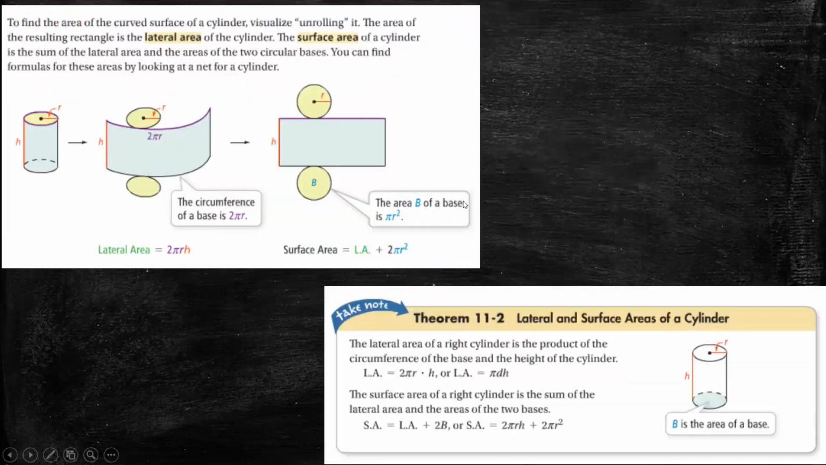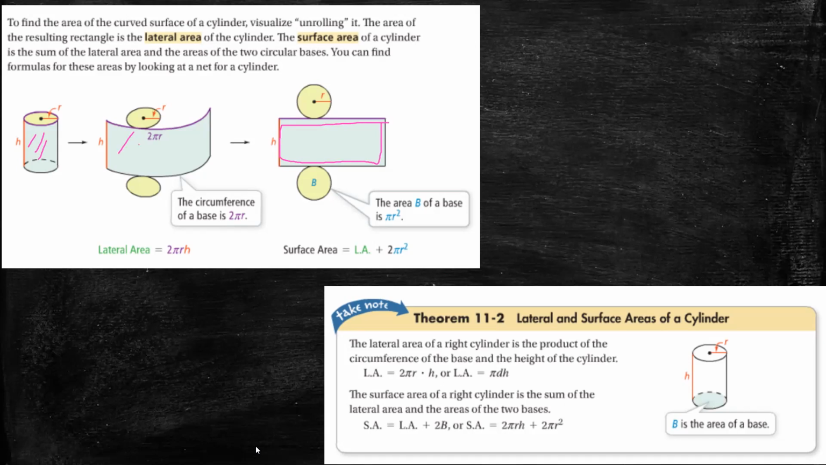Now, to find the area of the curved surface of a cylinder, imagine that you have a cylinder and you unroll it, as you see here. If you unroll this side, if you open it, it comes out like a rectangle. So the area of the resulting rectangle is the lateral area of the cylinder.